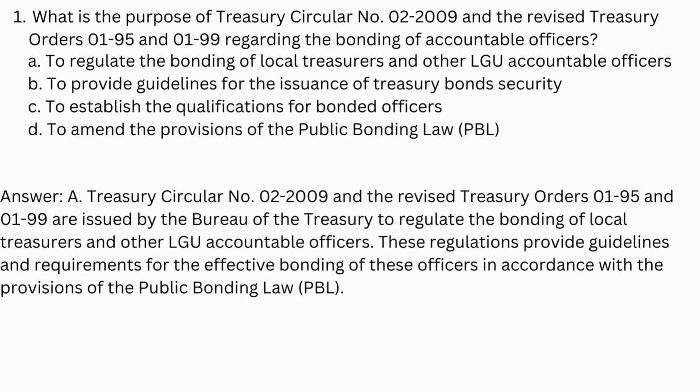Answer, letter A. Treasury Circular No. 02, 2009 and the revised Treasury Orders 01-95 and 01-99 are issued by the Bureau of the Treasury to regulate the bonding of local treasurers and other LGU accountable officers. These regulations provide guidelines and requirements for the effective bonding of these officers in accordance with the provisions of the public bonding law.